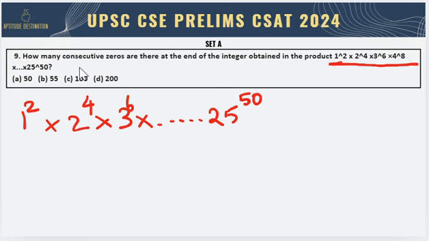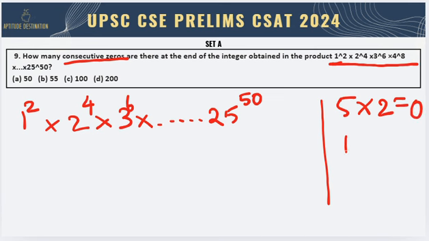Now we are supposed to find the consecutive zeros that follow at the end, right? So there are only two ways that we can get zeros at the end. One is if we have 10 or any number that's ending with 0 on its own, or we get 5 into 2. This is the only way we can get a 0 at the end. So even this 10 or 20 or whichever number is ending in 0, we can convert it into 5 into 2, because every 10 can be converted into 5 into 2.